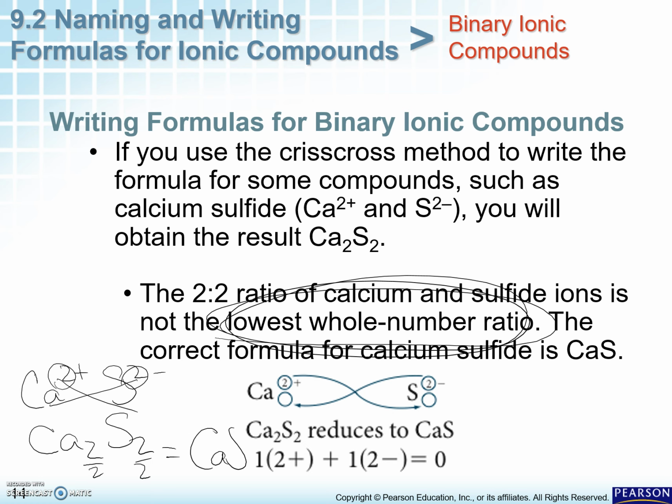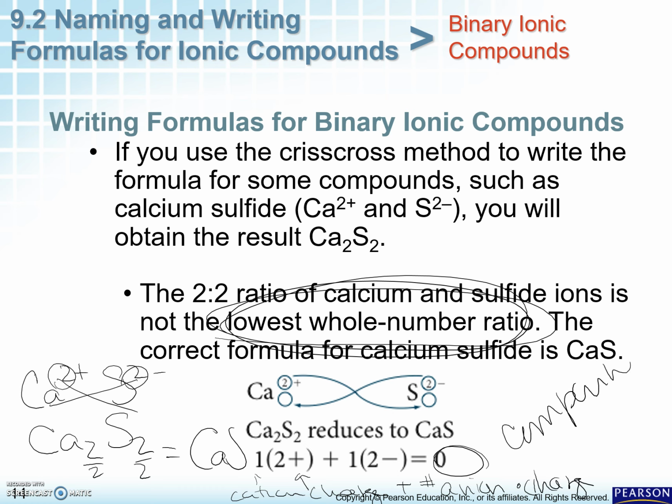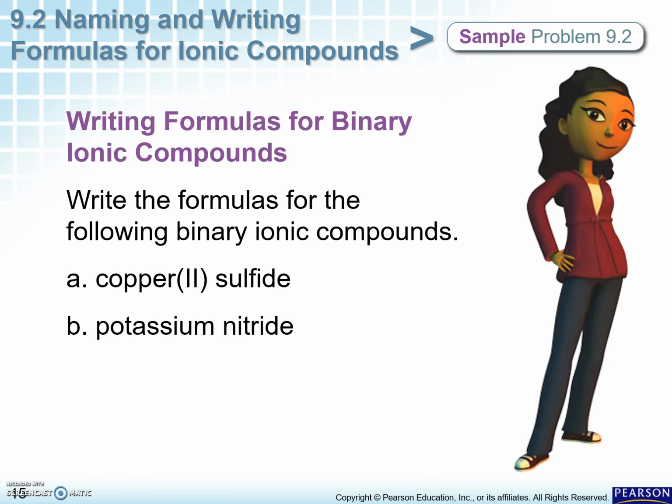And just in case you wanted to check, we could take how many cations we have times the charge and add it to the number of anions we have times its charge. And we should always get 0 because our compound is always 0, no charge there. So let's try a few.